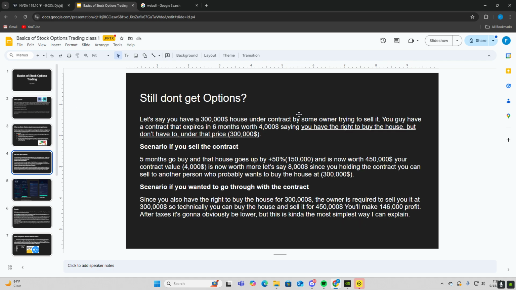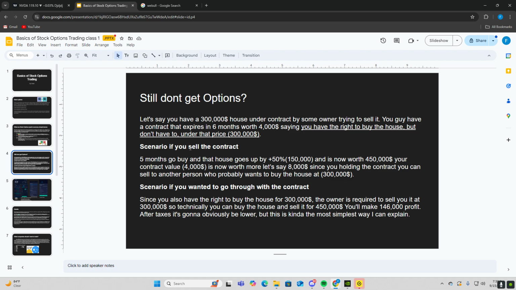All right. So for those who don't get options, let's say you have a $300,000 house under contract by some owner who's trying to sell it. You have a contract that expires in 6 months, and that contract is worth 4,000, saying you have the right to buy the house, but you don't have to, at the price, which is 300,000.